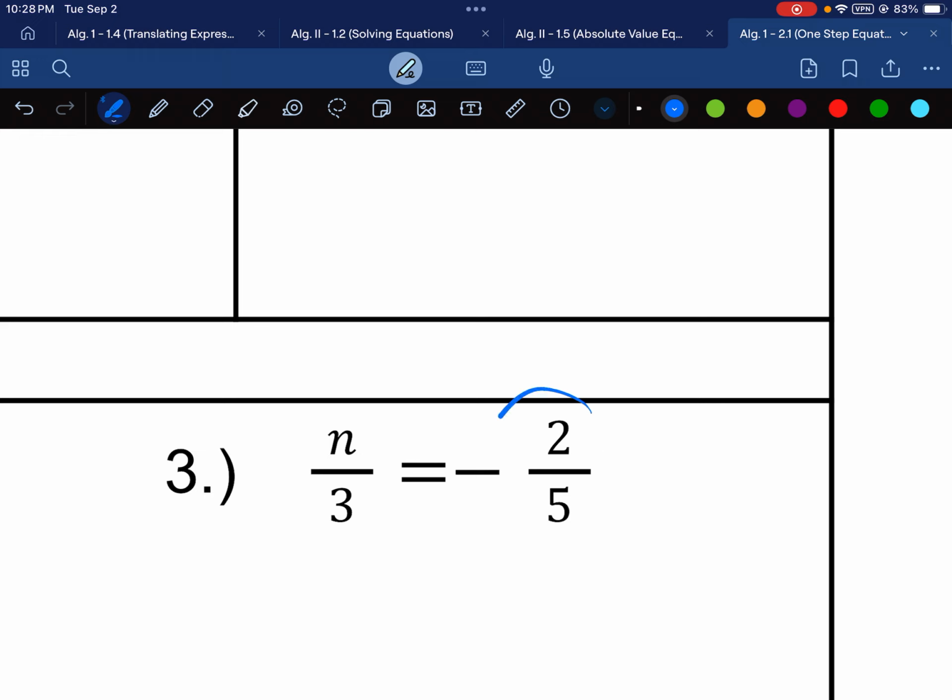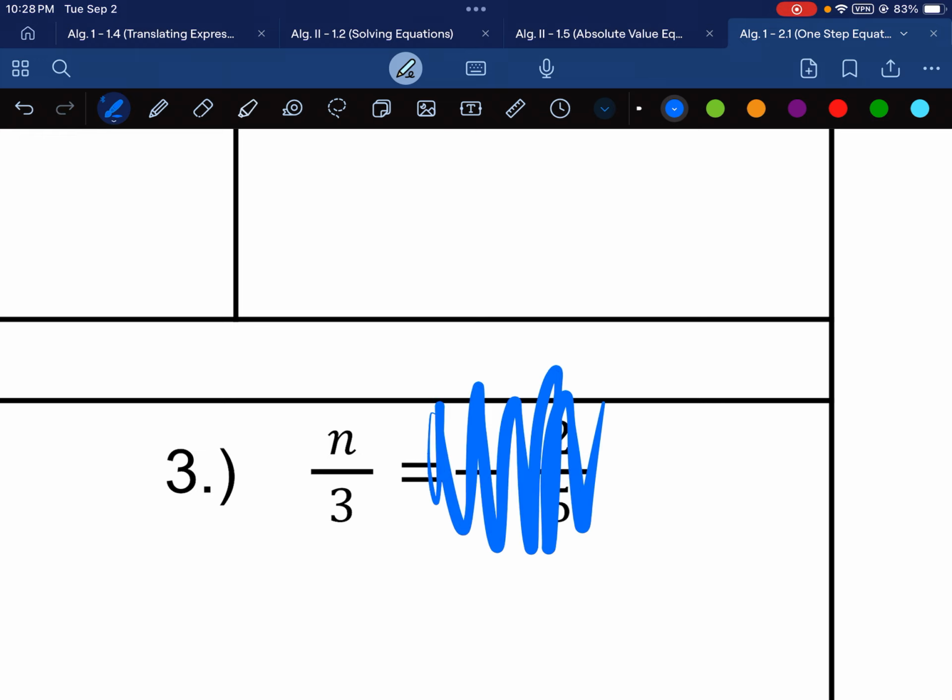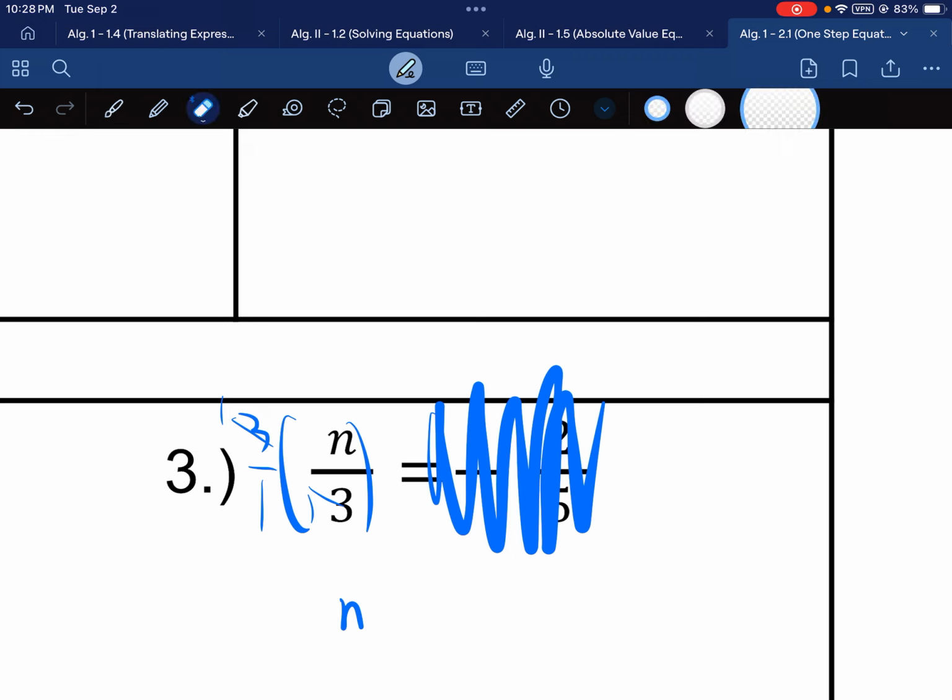Number 3, n is being divided by 3 currently. So ignoring the fact that this side's a fraction, we're just going to focus in and say, hey, what's happening to the variable? How do I undo it? Those are my two primary questions when I solve equations. What's happening to the variable? How do I undo it? So the variable is being divided by 3. How do I undo that? I multiply by 3, or 3 over 1, and those 3's reduce, and I get n.